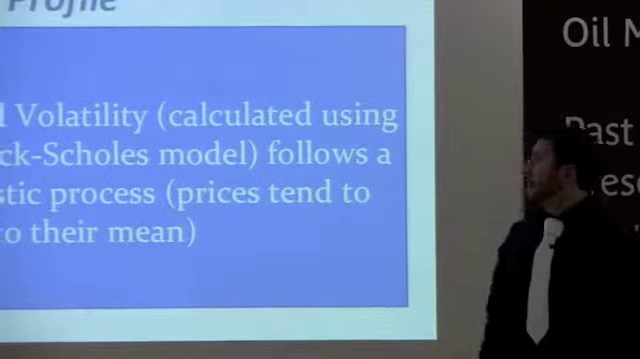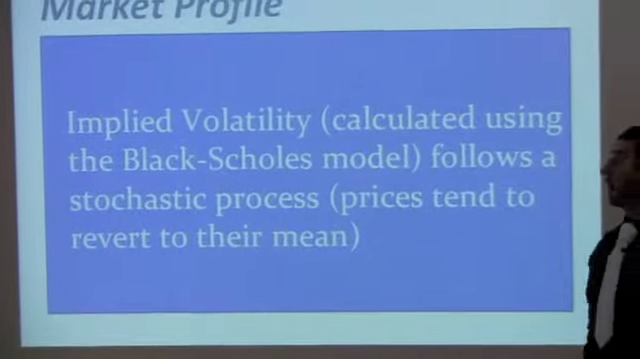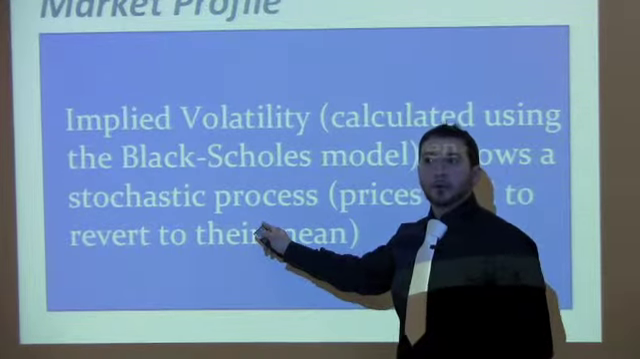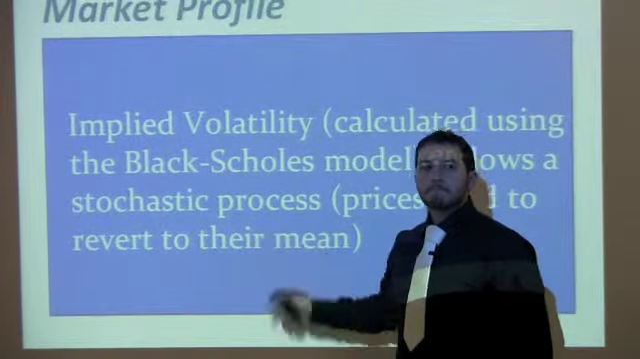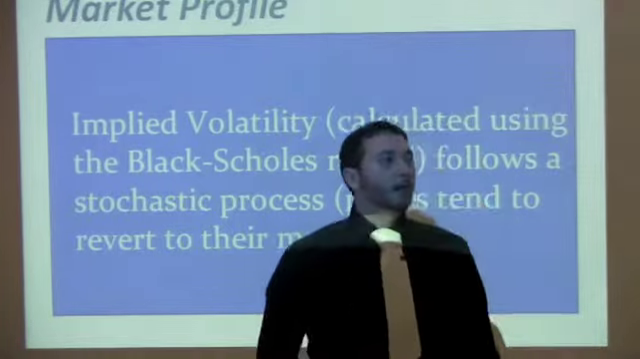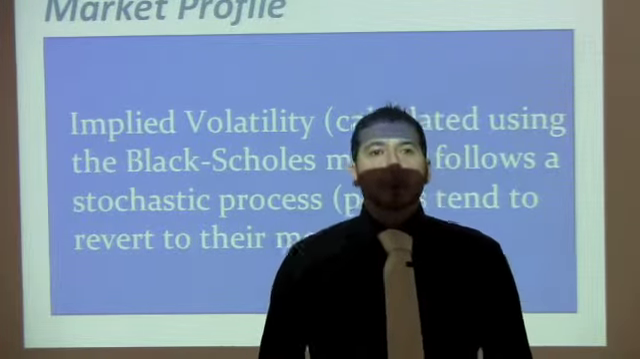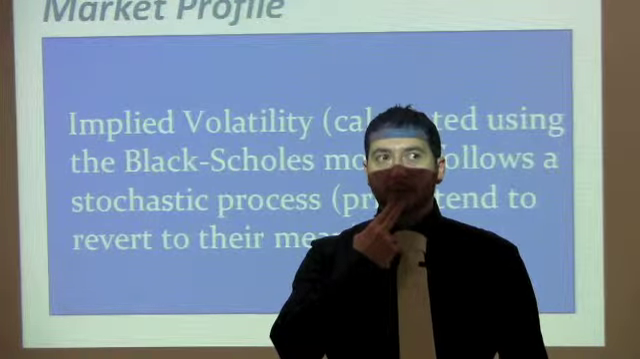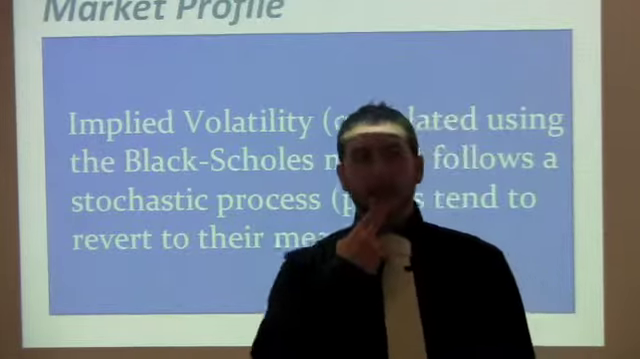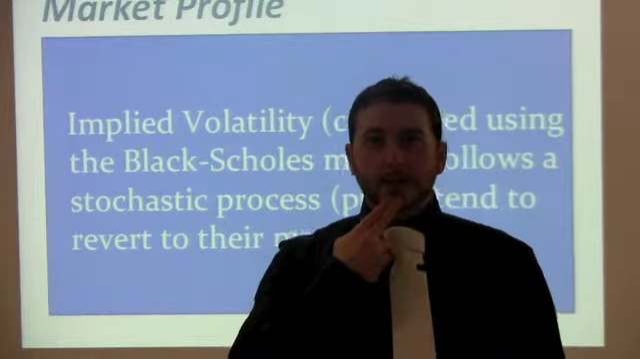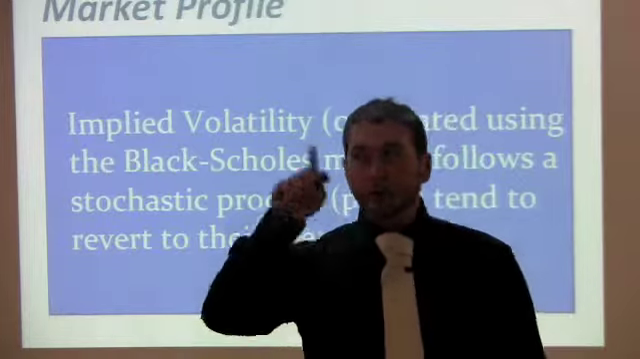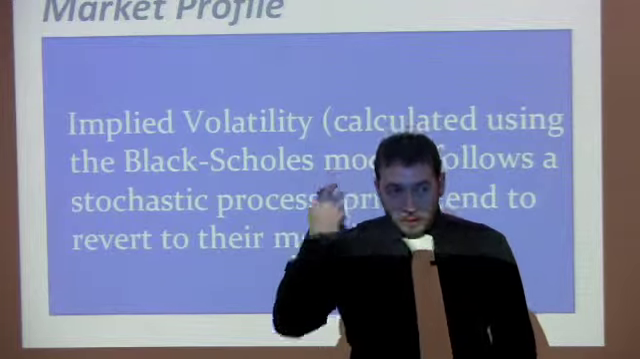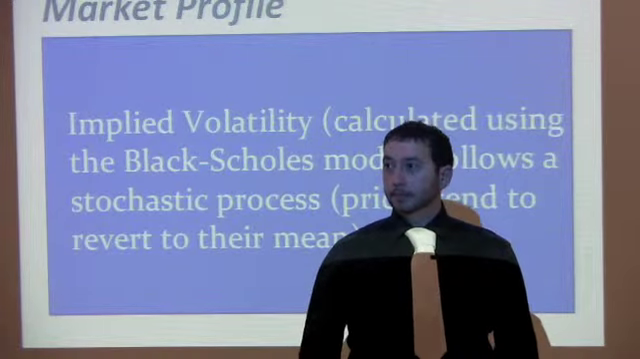So implied volatility, once again, which is the volatility specifically calculated using this model, follows a stochastic process. What is a stochastic process? Come on, guys, we went through this. What is stochastic volatility? We went through this in slide 4. Stochastic volatility is the tendency of volatility to revert. Exactly. Okay, it works, once again, guys, like an oscillator.